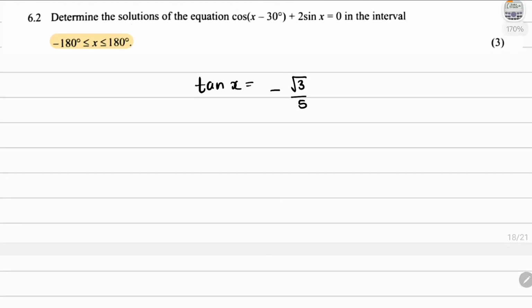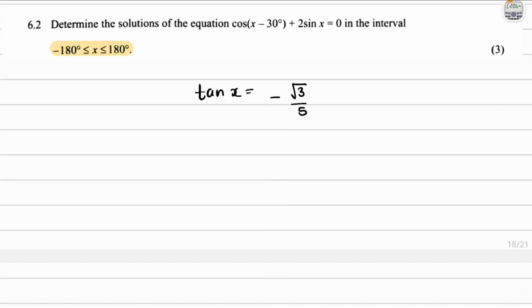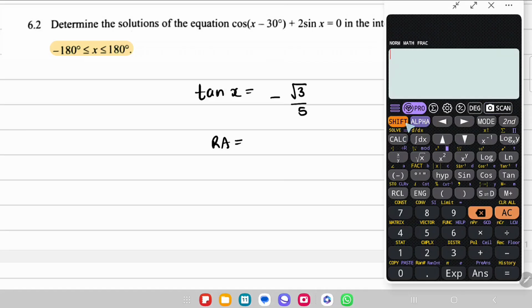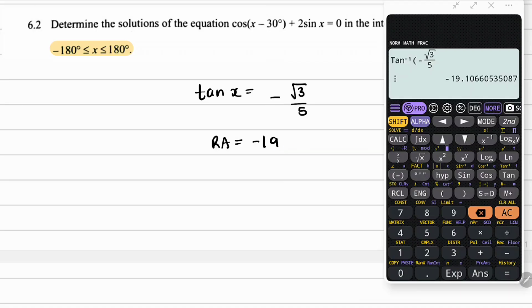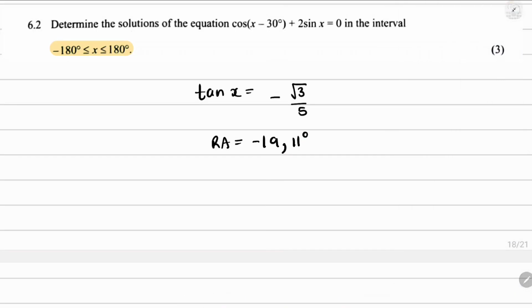So what we're going to do is go ahead and find our reference angle. I am using the quick method here. You can go ahead and use the standard method, and you can refer back to that video to see how to use the standard method there. So to find the reference angle, we say shift tan of this that we have, negative square root 3 over 5. Okay, so let's see. We get negative 19.11 degrees, rounded off to 2 decimals.